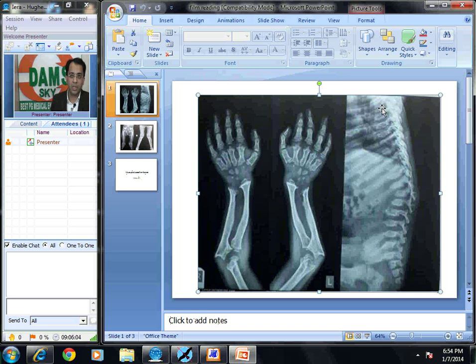Now please see the vertebra. There is a kyphotic angulation to the spine, and if you see carefully, the vertebra show anterior central beaking. Now, so far with these findings, do you have a diagnosis in mind? Yes. The diagnosis is mucopolysaccharidosis. And which type do you think?